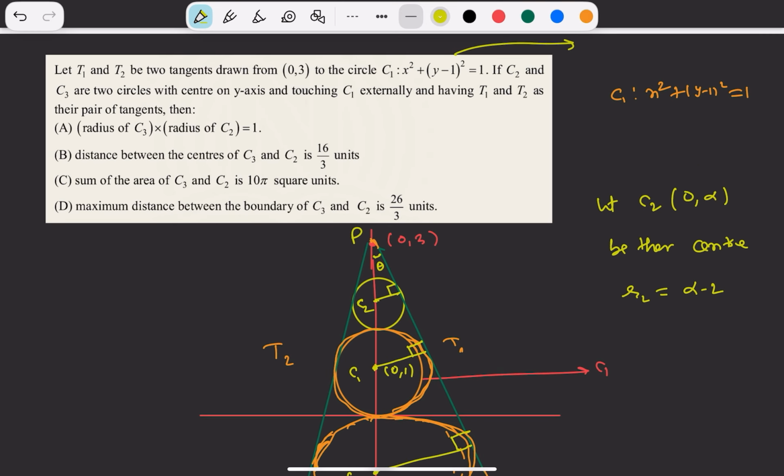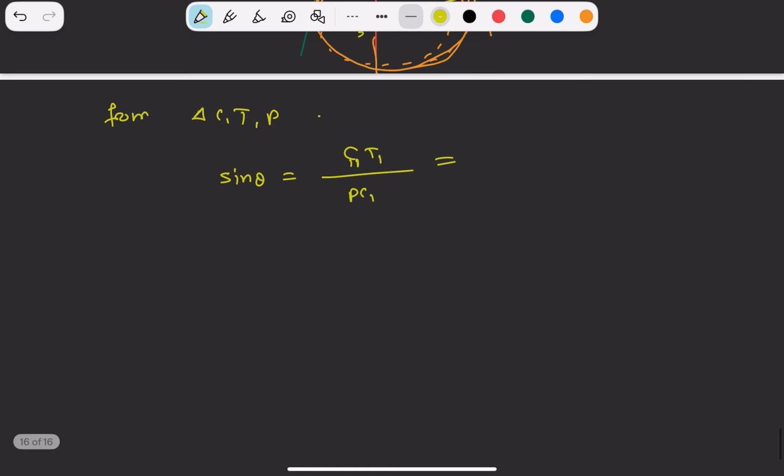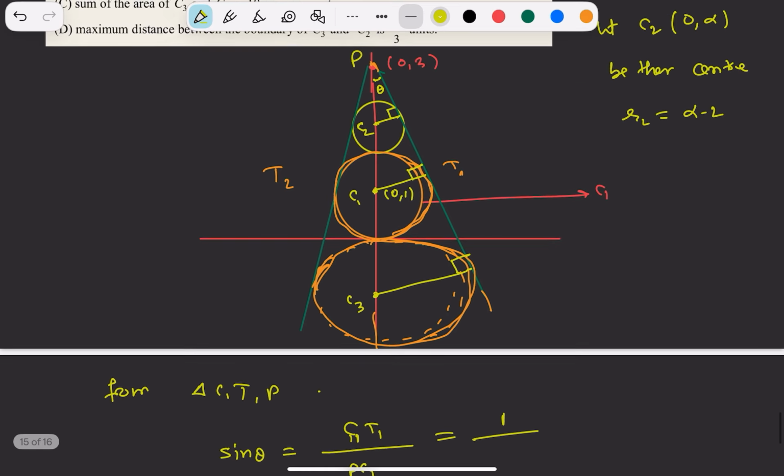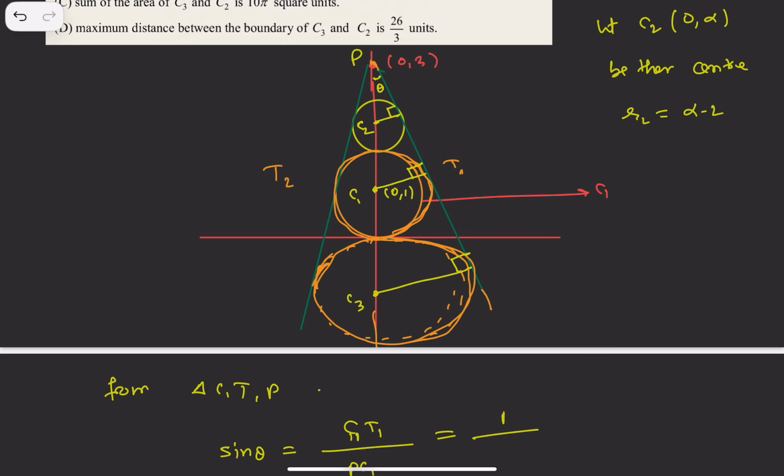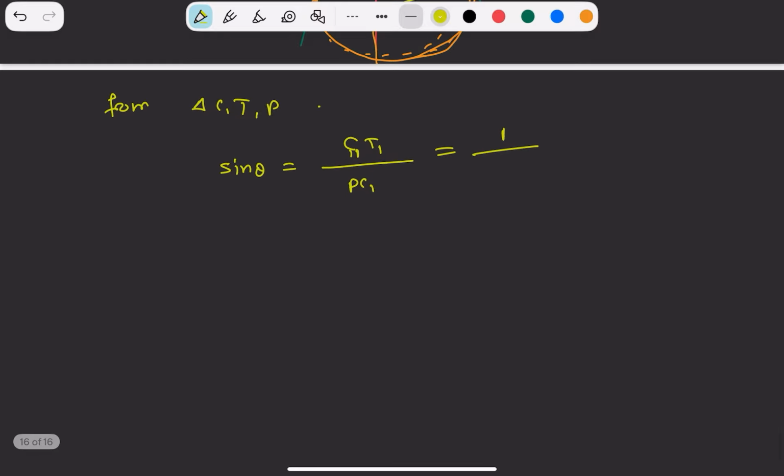Radius of the first circle will be R1 equals 1. So what I can write here, 1 upon PC1. Let us try to find the distance PC1. The best part is this distance we already know. How much have we been given? 3. And this distance, how much? 1. Since it's a radius, obviously this distance will be 3 minus 1, that is 2. So we are going to get 2.